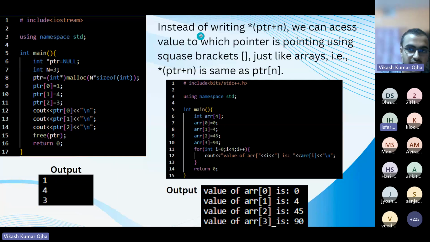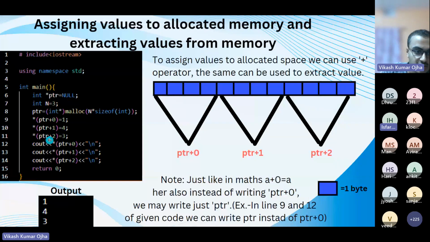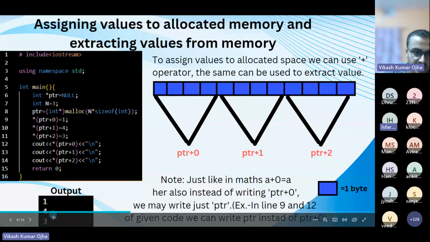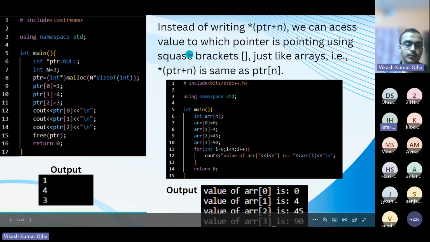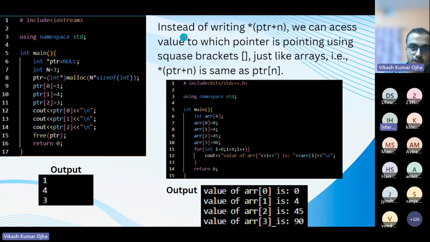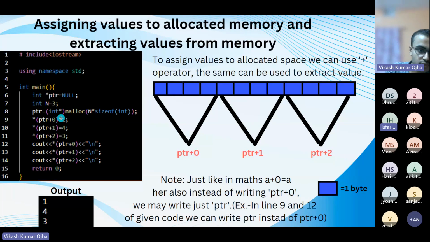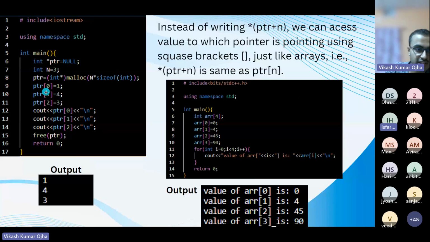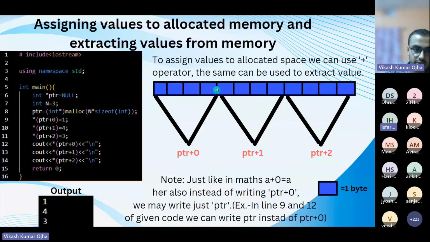So we were getting the value of ptr plus n through star. Means we used to dereference the value of ptr plus n by writing star ptr plus n. And we are getting the cout values as 1, 4, and 3. There is an array way of inputting and outputting values through the malloc memory also. Actually, star ptr plus n is the same as ptr square bracket n. So we can modify the previous code: by writing ptr square bracket 0 as 1, it will automatically assign the initial 4 bytes to 1.